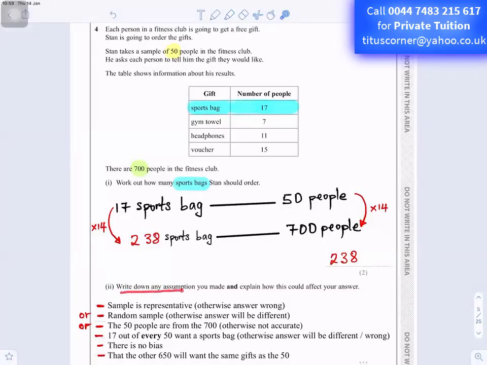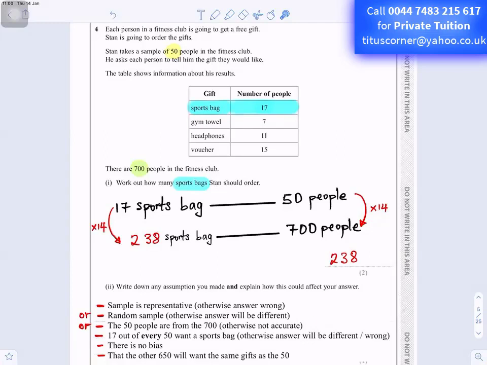Part 2, write down any assumption you made and explain how this could affect your answer. The first assumption, we could say the sample is representative. So those 50 people represent the 700 so that it would work. Or you can say the sample is a random sample. You didn't pick a particular group of 50 people, it's random. Or the 50 people are from the 700, not another group where you pick the 50 people.